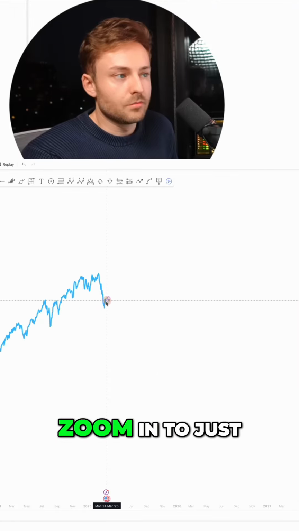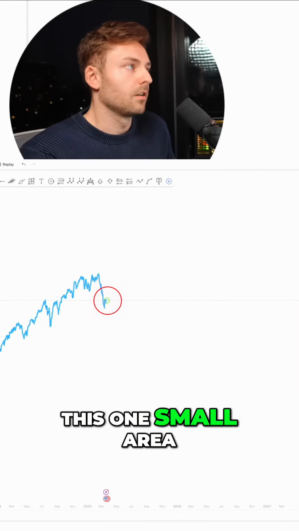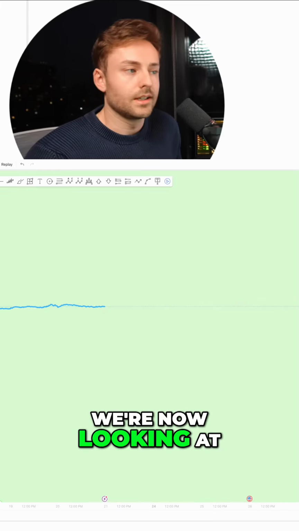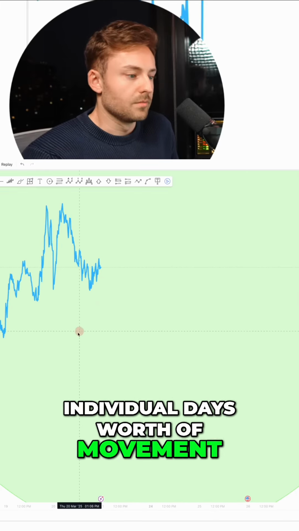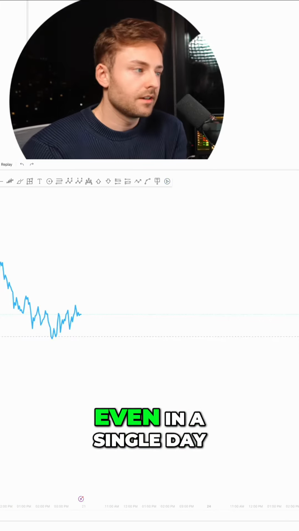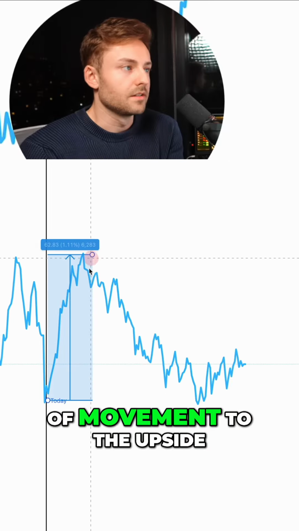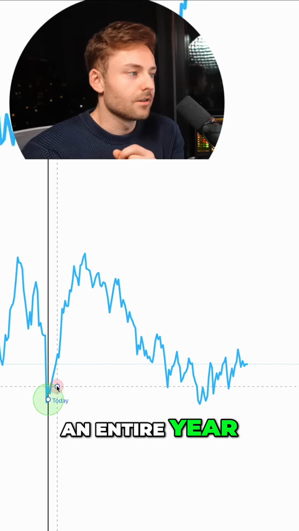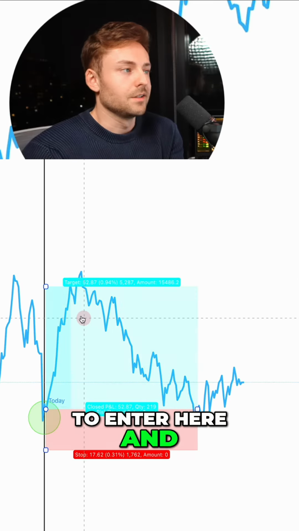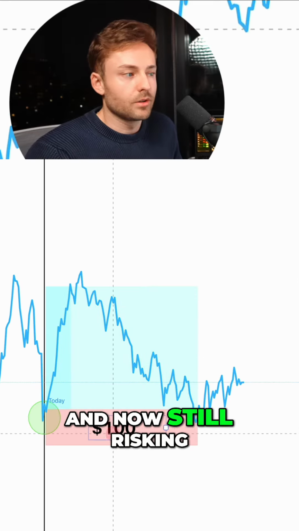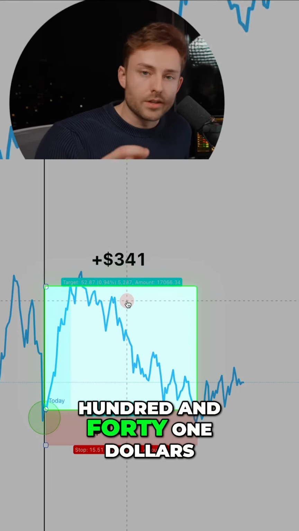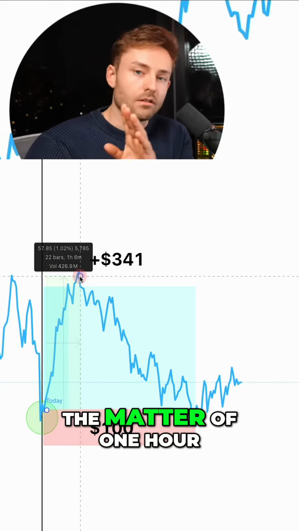Now, what happens if we zoom into just this one small area, where instead of looking at an entire year's worth of movement, we're now looking at individual days' worth of movement? So we'll take today, for example. Even in a single day, we had this amount of movement to the upside and this amount of movement on the downside. So instead of waiting an entire year, if we were able to enter here and sell somewhere up here, still risking $100, just with this single move, we would make $341. This would happen in the matter of 1 hour.